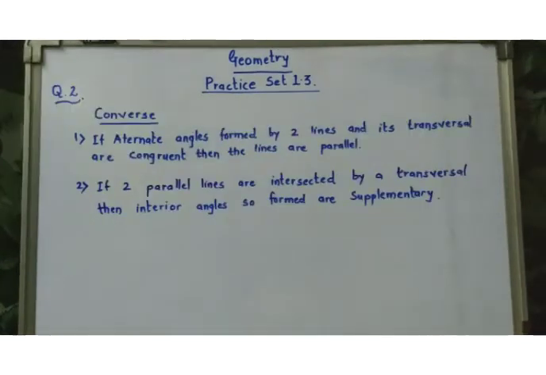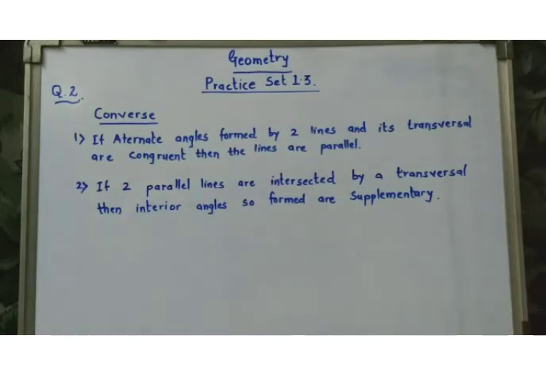Question number 2. Write the converse of the following statements. Converse, that is a reverse. For example, 2 plus 2 is equal to 4. So what you can say is, 4 is the result after adding 2 to 2.